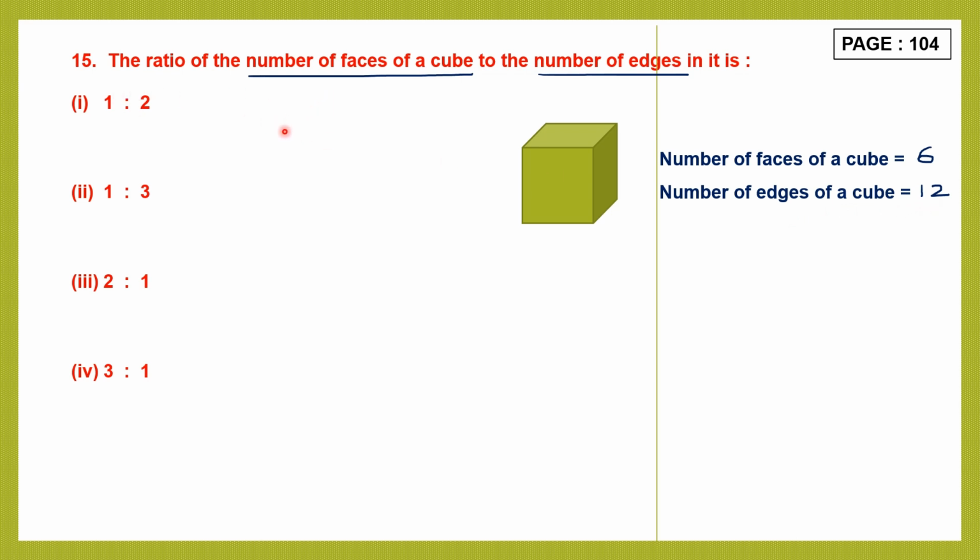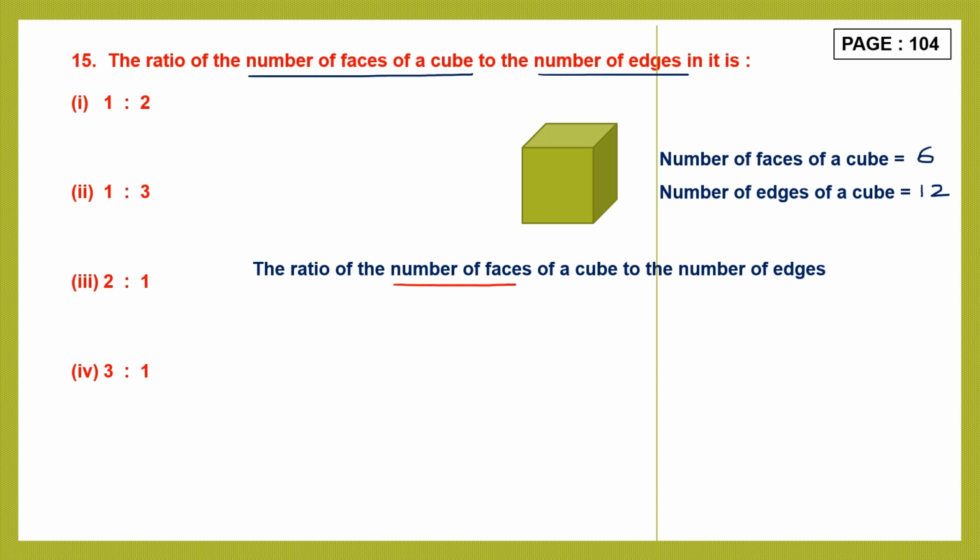Now we can find the ratio. So the ratio of the number of faces to the number of edges. How many faces are there? There are 6 faces. So let's write that. 6 faces. And how many edges are there? There are 12 edges. So the ratio is 6 is to 12. Now we can reduce this to the lowest term. So how do we do it? First we put it in the form of a fraction, 6 by 12.